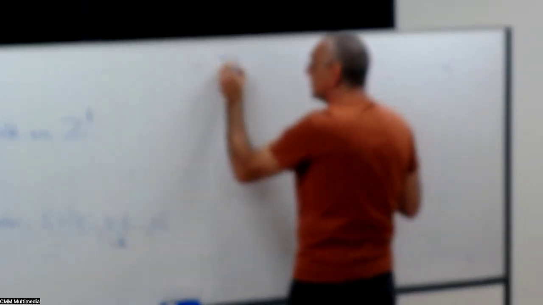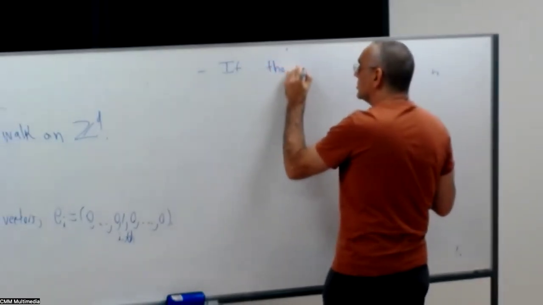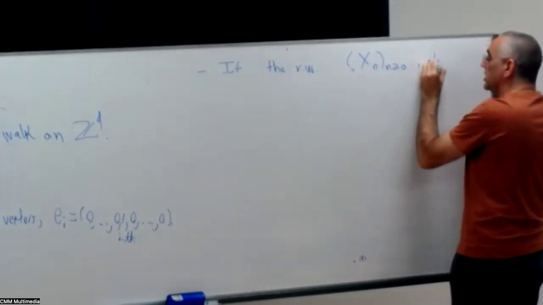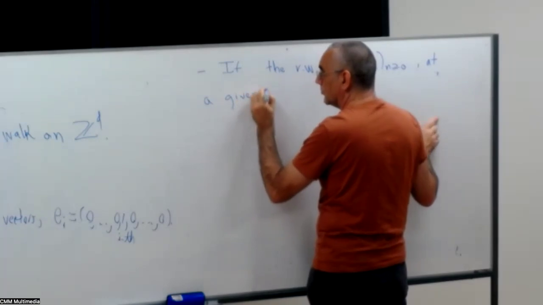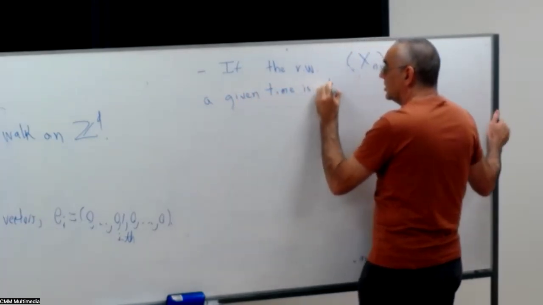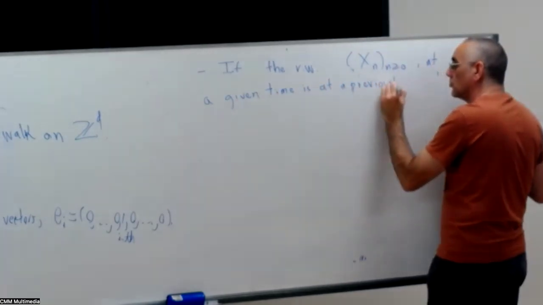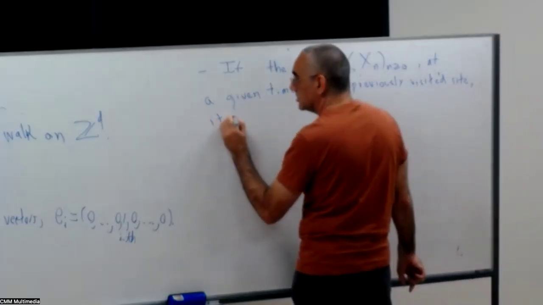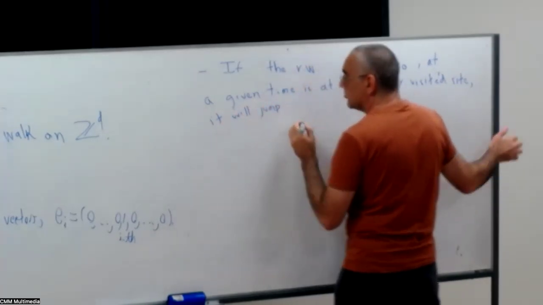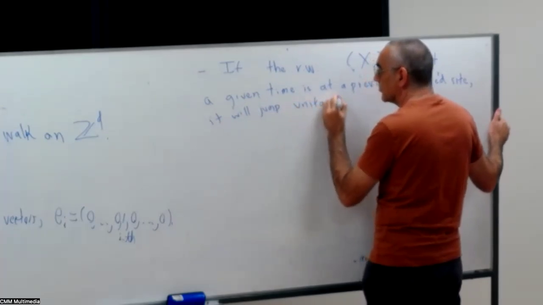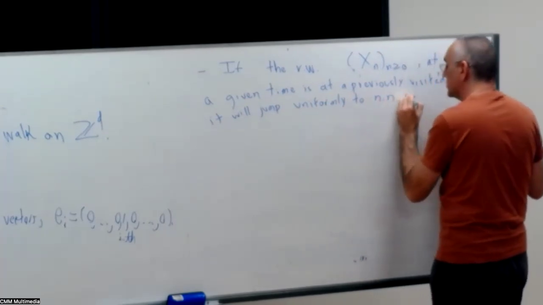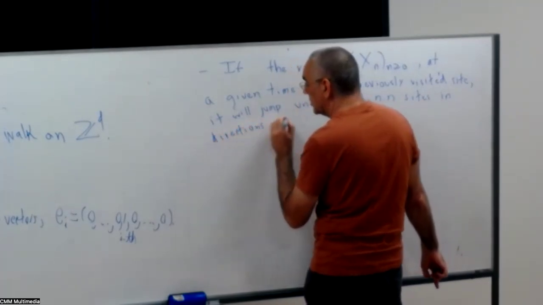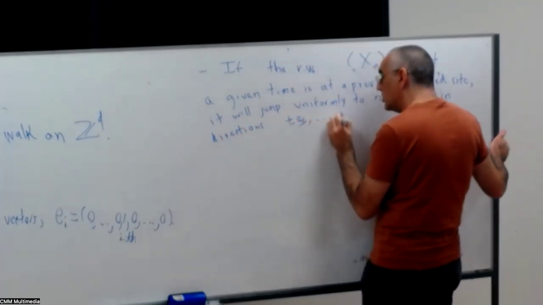So first, if the random walk, which I'm going to call X_n, at a given time is at a previously visited site, it will jump uniformly to nearest neighbor sites in directions plus minus e_1 up to e_{d_1}.